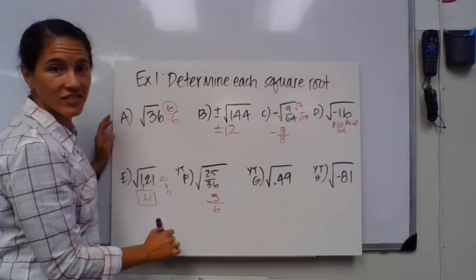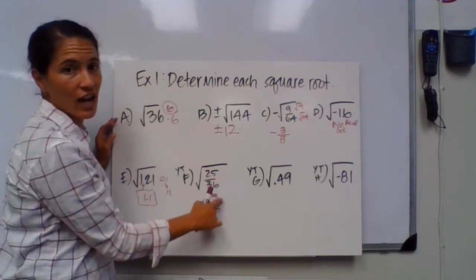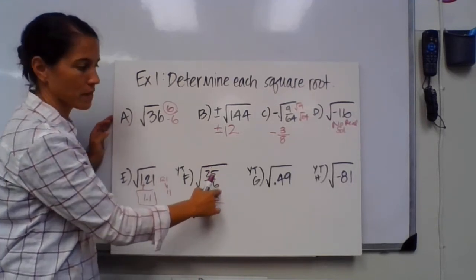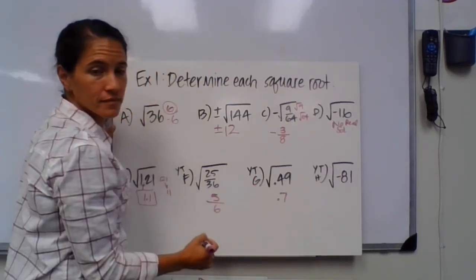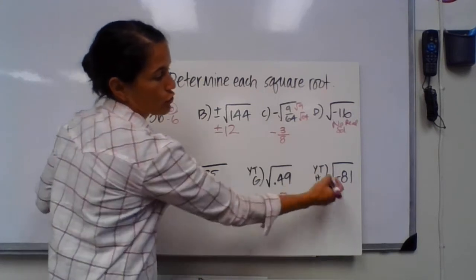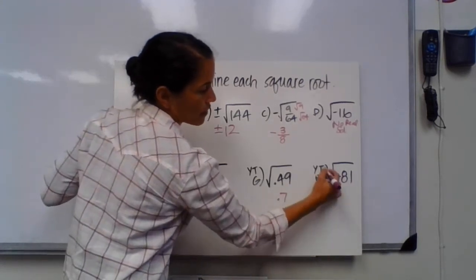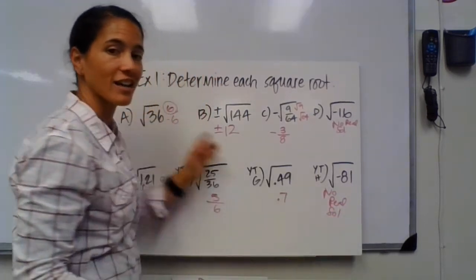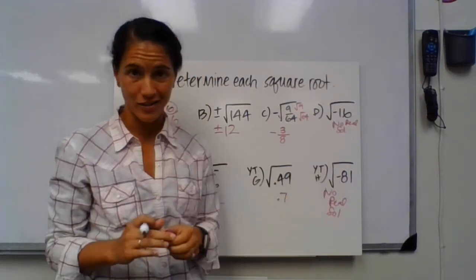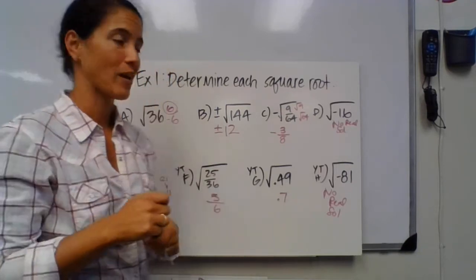All right, F is 5, 6, because the square root of 25 is 5, square root of 36 is 6. You try G is 0.7. And you try H is no real solution because you cannot have a negative under a radical.